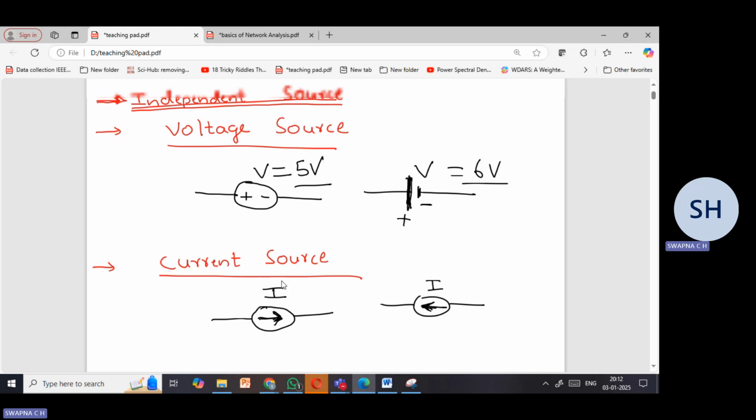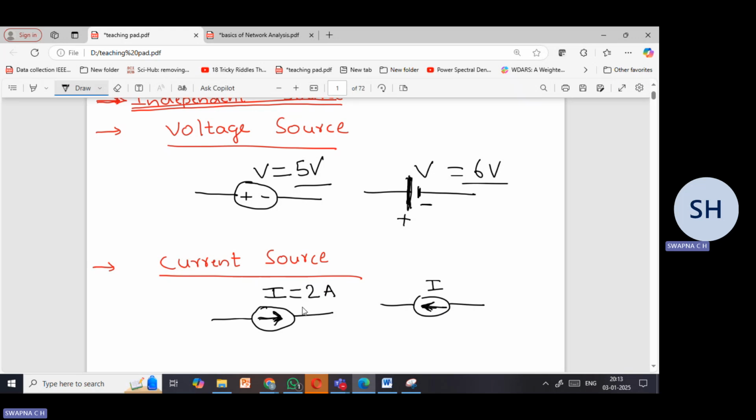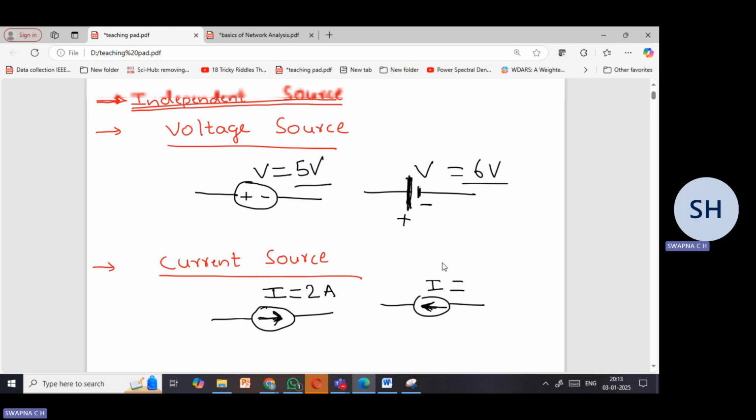This current source is again an independent source. We are calling it an independent source because the current of this current source will be fixed. Usually the unit of current is amperes. So it will be 2 amperes. If I say it is 2 amperes, then this current source value will be 2 amperes always. In the same way, if I say it is 7 amperes, then this will be the current source value, and it is a constant value.